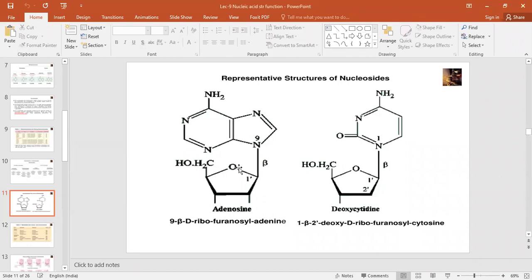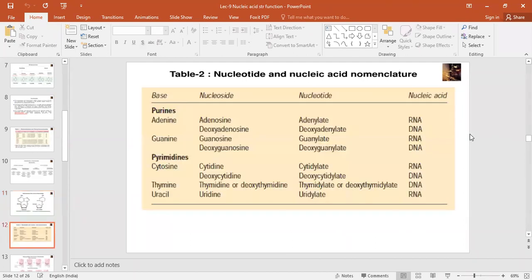In this way, you have to draw the structure. In exams also, a question may come like: draw the structures of purines or pyrimidines, then give the examples with the structures. So in this case, you have to draw these structures. Okay, it is necessary. Then nucleotide and nucleic acid nomenclature.